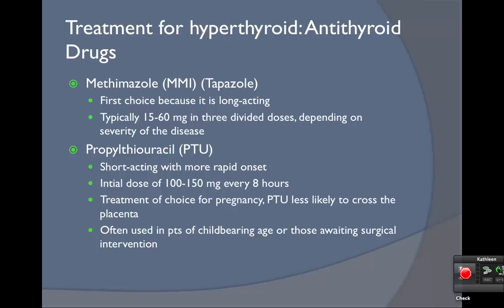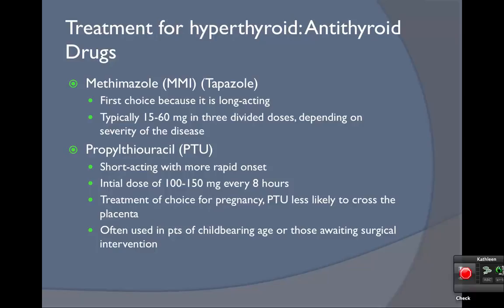Treatment for hyperthyroidism, antithyroid drugs, MMI or methimazole, MMI Tapazole, is the first choice because it's long acting. Typically 15 to 60 milligrams in 3 divided doses, depending on the severity of the disease. These do have side effects.